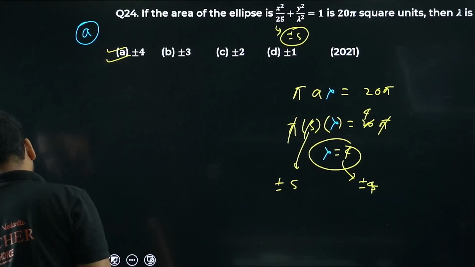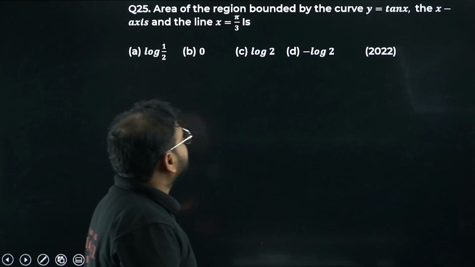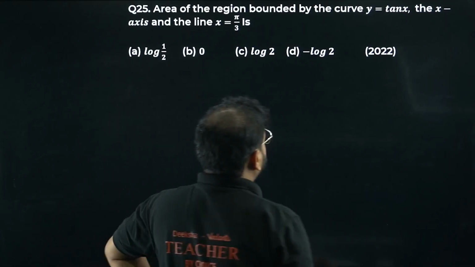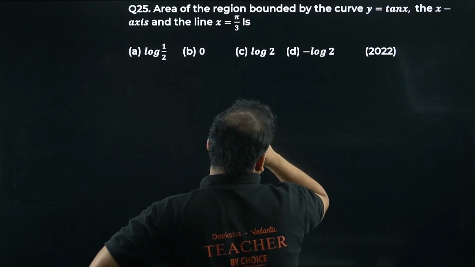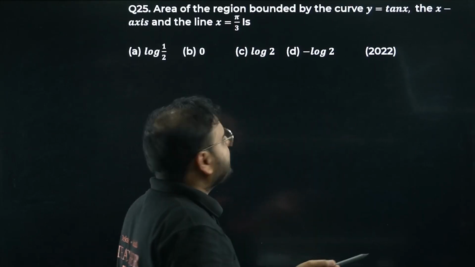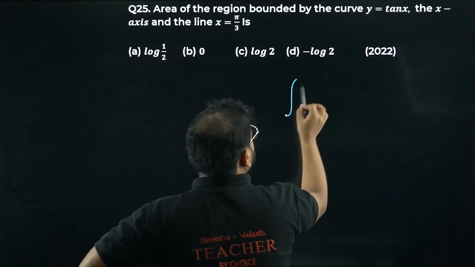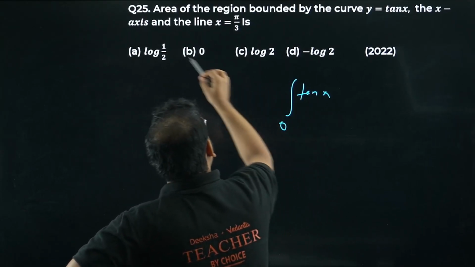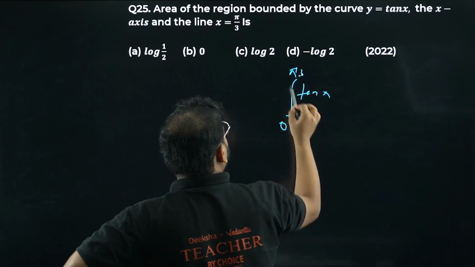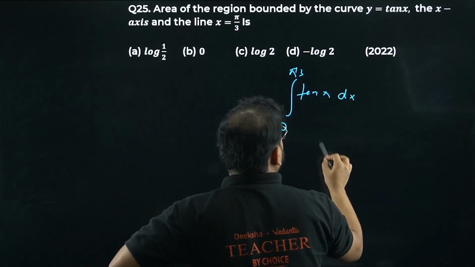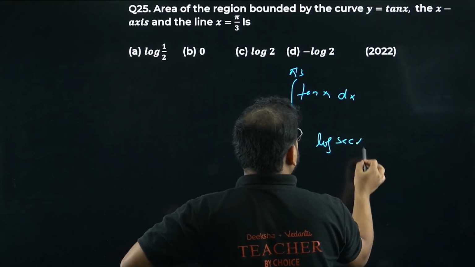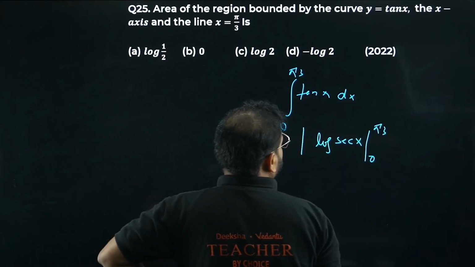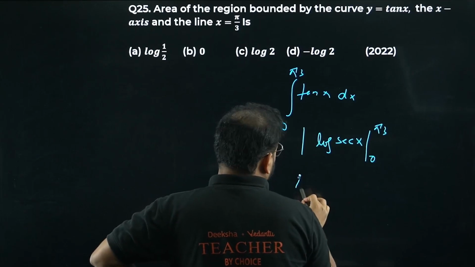25 now. If the area of the region bounded by the curve y equals tan x and the x-axis and the line this. Okay, so positive only, right? So we have integration of, please check, tan x from where to where? From 0, of course, because they're saying x-axis, and then pi by 3. Answer will be log sec x. Remember, integration of this is log sec x. From 0 to pi by 3. Please check. So you have this value as log sec of pi by 3.